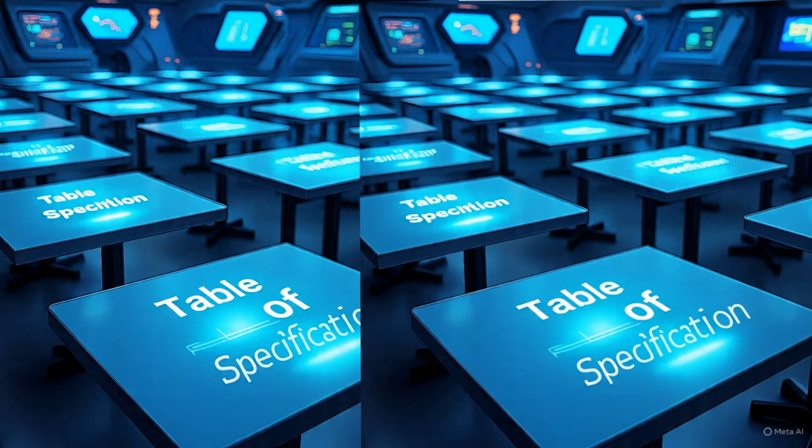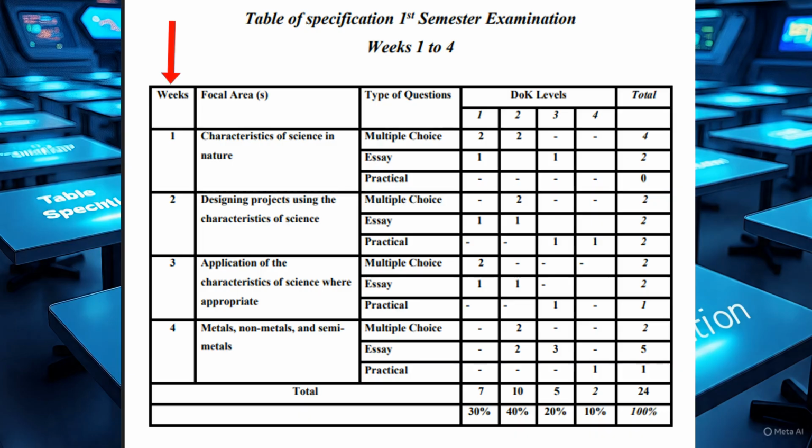Let's look at the features of Table of Specification. It has some columns and rows. Let me pull up one for you to see. In the columns, we have the weeks of teaching, learning objectives, the cognitive levels, that is the DOK levels 1 to 4. There's also a column for assessment type.